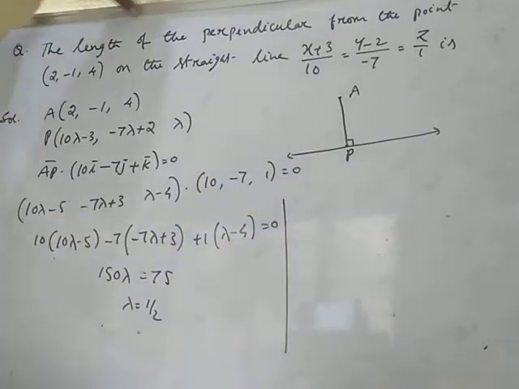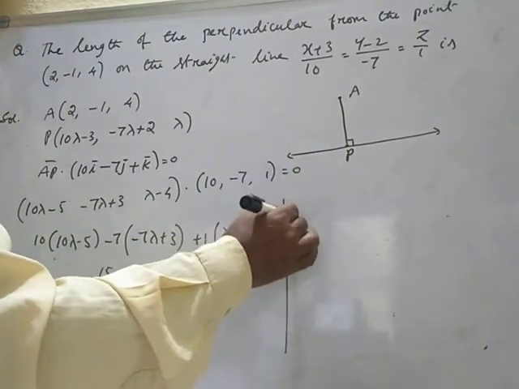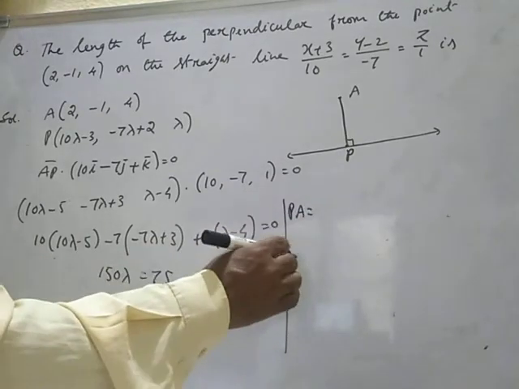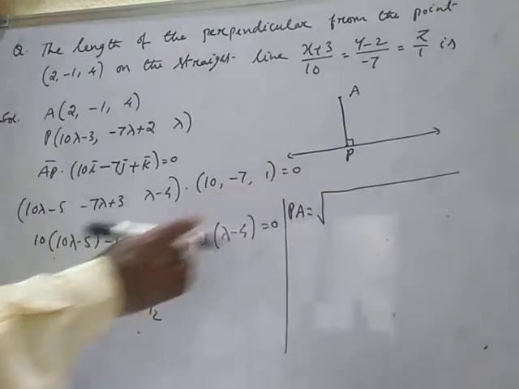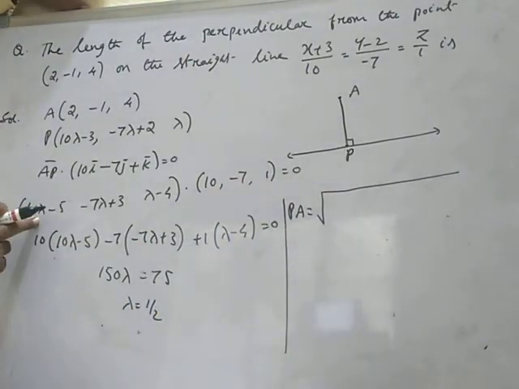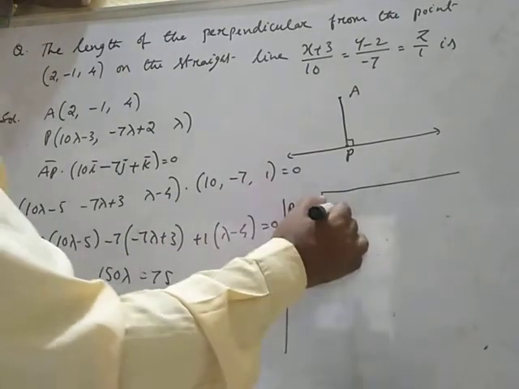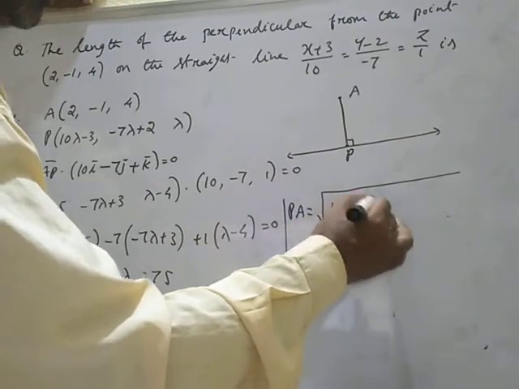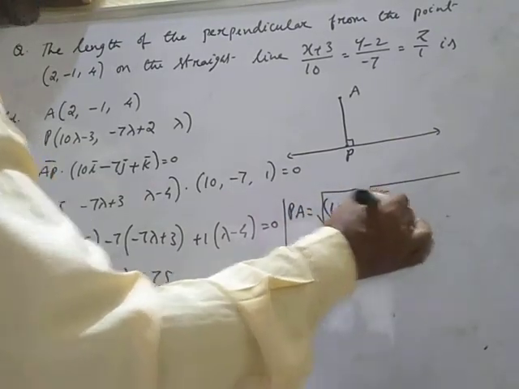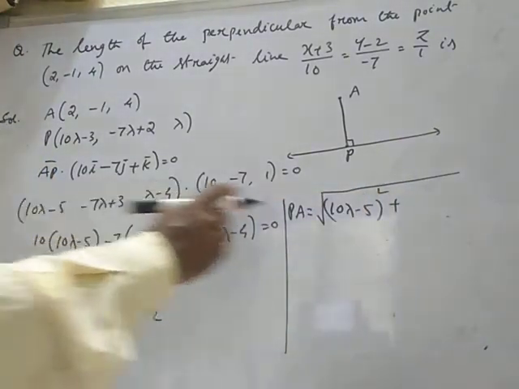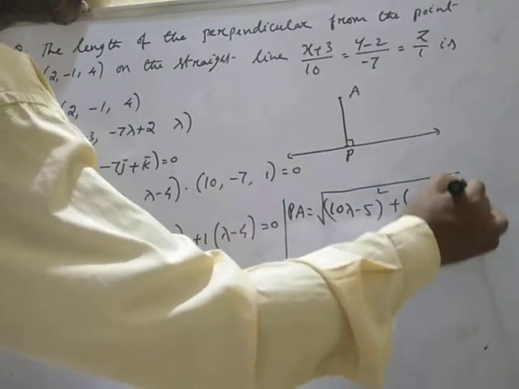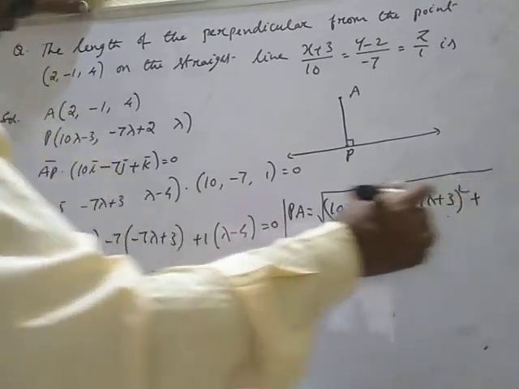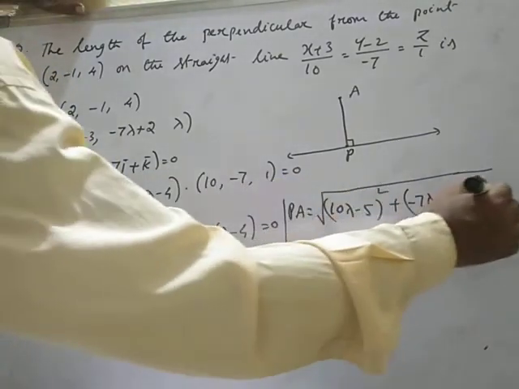Now we want the length of the perpendicular. So PA is equal to the square root of (10 lambda - 5) whole square plus (-7 lambda + 3) whole square plus (lambda - 4) whole square.